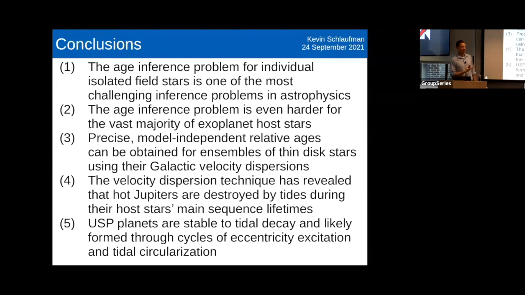And it also allows us to say that the best explanation for the existence of ultra-short period planets is that they're in multiple planet systems, that the innermost planet has been driven by secular interactions to high eccentricity, and then tidal dissipation inside the planet has damped that eccentricity, and left behind an ultra-short period planet.